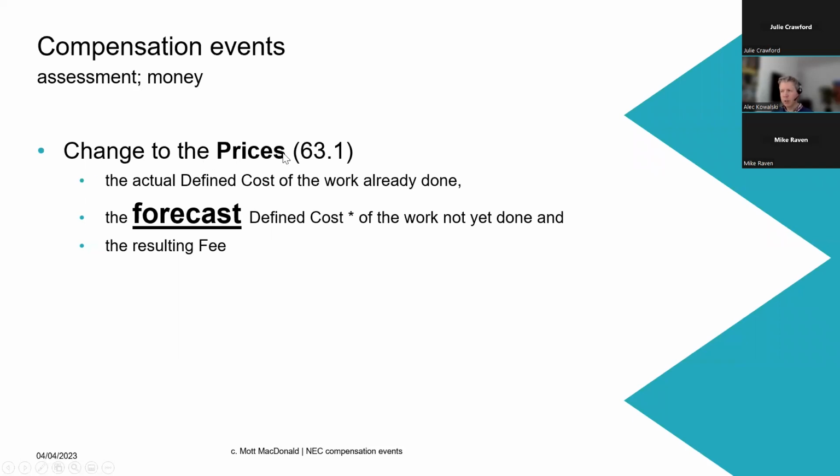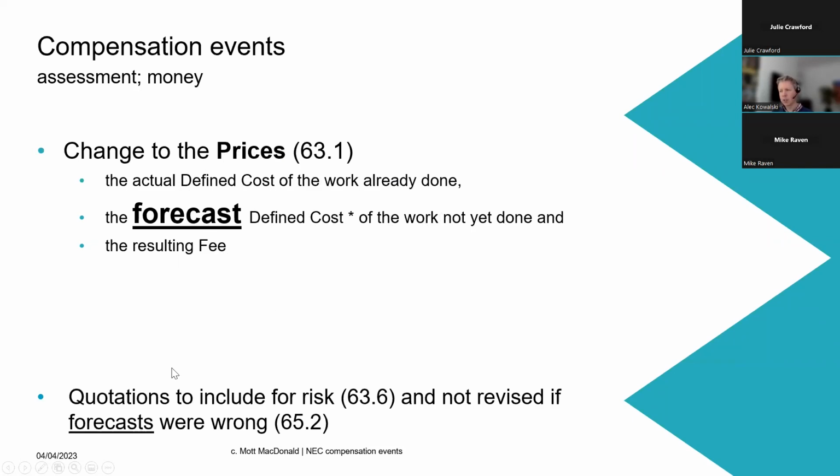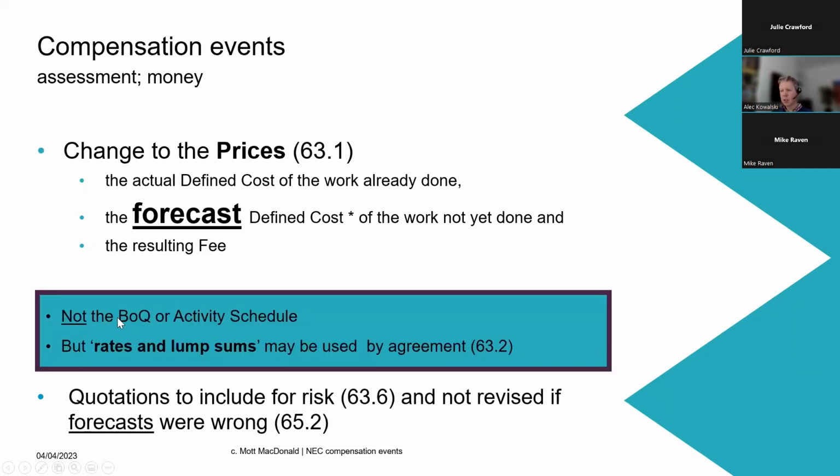So the change to the prices is the actual defined cost of the work already done and the forecast defined cost of work not yet done, plus risk, plus the fee. Okay, quotations include for risk and they're not revised if forecasts were wrong. Note that we don't use the bill of quantities or the activity schedules.